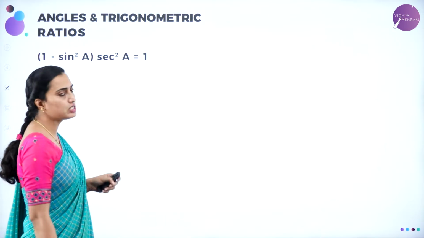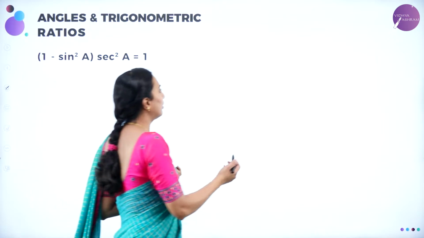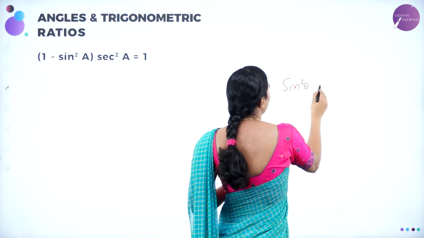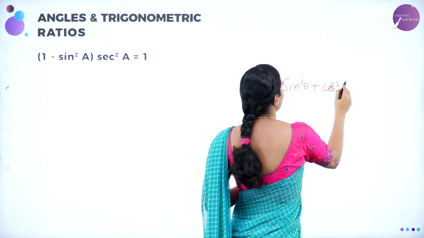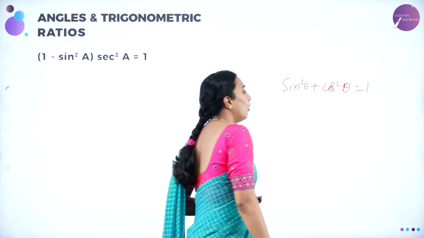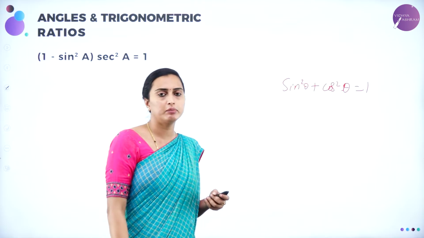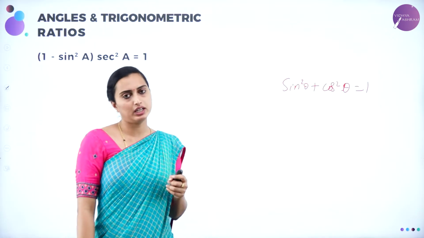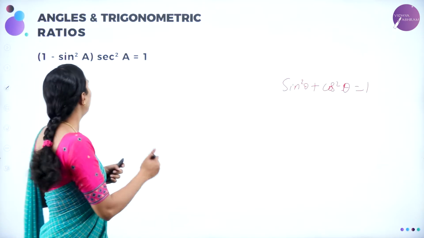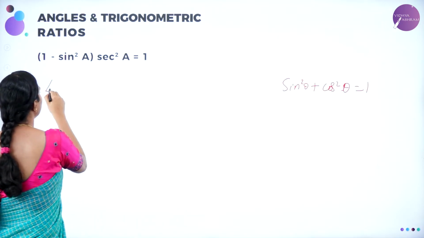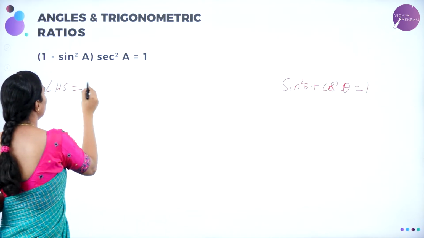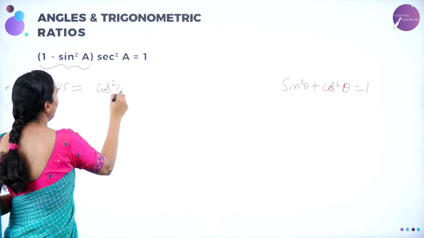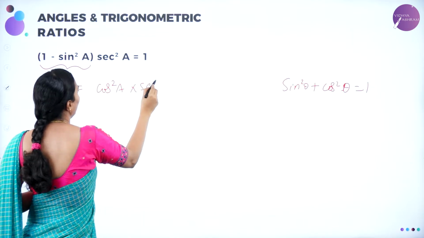What is 1 minus sine squared A? According to the trigonometric identity, sine squared theta plus cos squared theta is equal to 1. So 1 minus sine squared theta can be written as cos squared theta. 1 minus sine squared A can be written as cos squared A. Therefore, taking the LHS, 1 minus sine squared A, I am writing it as cos squared A into secant squared A.